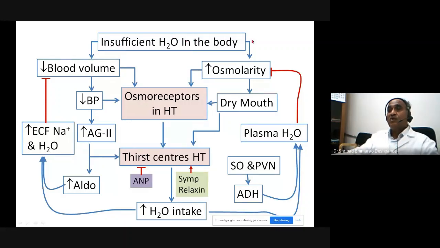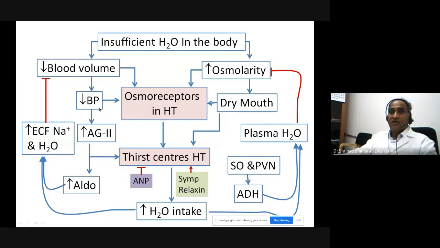Then we come back to the second component here. The insufficient water produces decreased blood volume or plasma volume. Decreased plasma volume will activate the osmoreceptors through the decreased blood pressure. The decreased blood pressure results in decreased baroreceptor activation. Decreased baroreceptor activation through the NTS will activate the osmoreceptors because of the decreased blood pressure and decreased baro discharge.